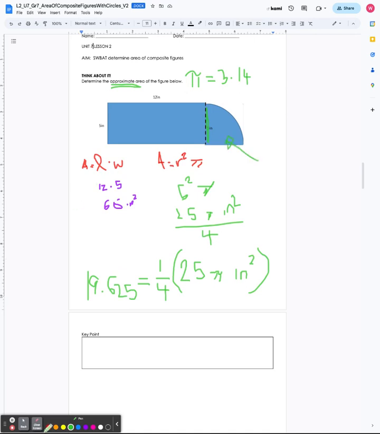And the area of our rectangle was equal to 60. So what would we need to do with these two? We'd have to add them together. And if we add them together, they're equal to 79.625.